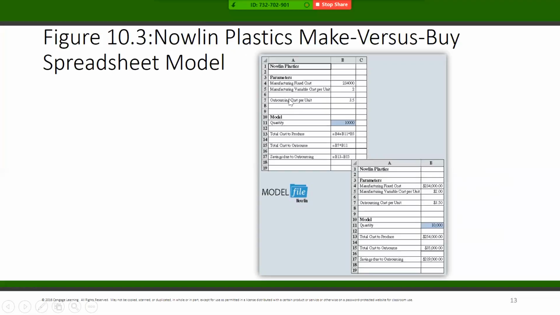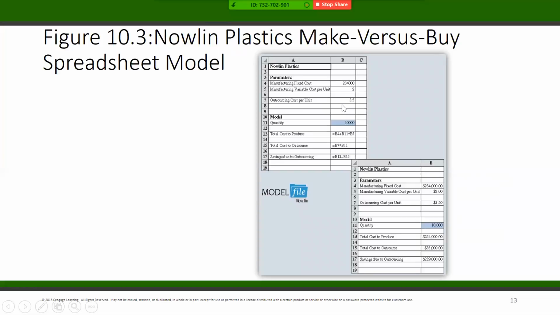And then after that, we have our model section. The first entry is our quantity Q, which is the number of units of Viper produced or purchased, in cell B11. That's going to be how many we purchased or outsourced. And again, these are just going to be the values here for the manufacturing fixed cost, the variable cost per unit, and the outsourcing cost.